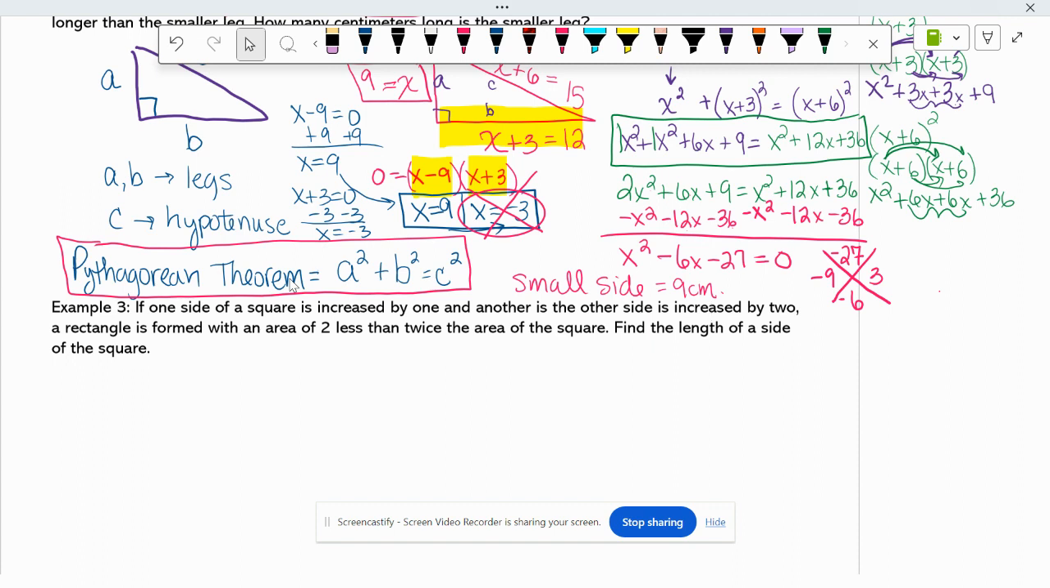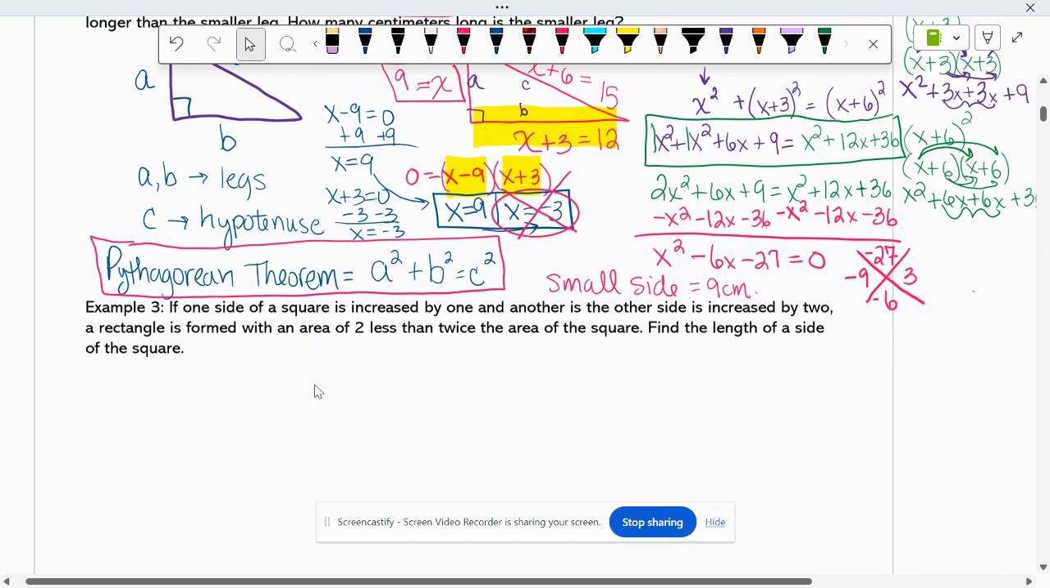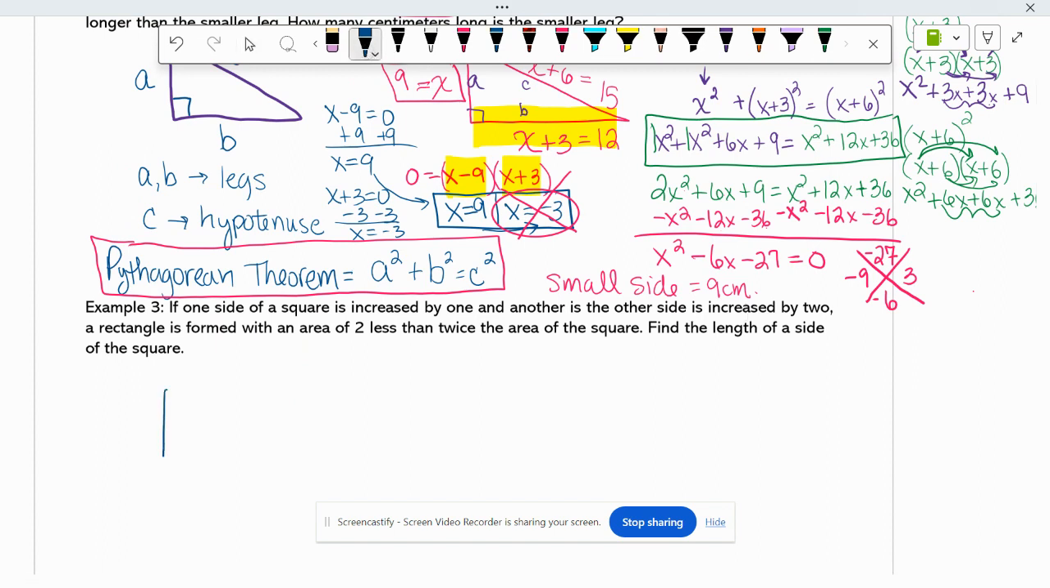One side of the square is increased by 1, and the other side is increased by 2. A rectangle is formed with an area of 2 less than twice the area of the square. Find the length of the side of the square. Okay. So what sketch should we start with? A square. I'm going to start with a square.